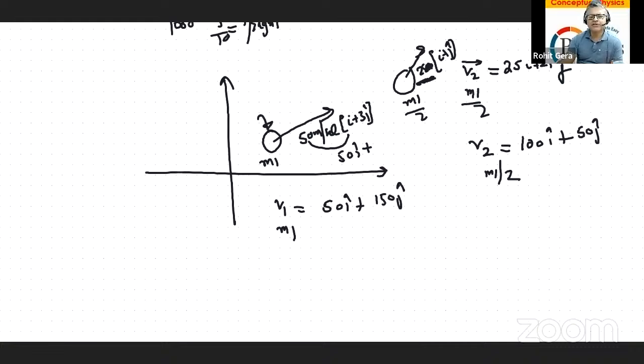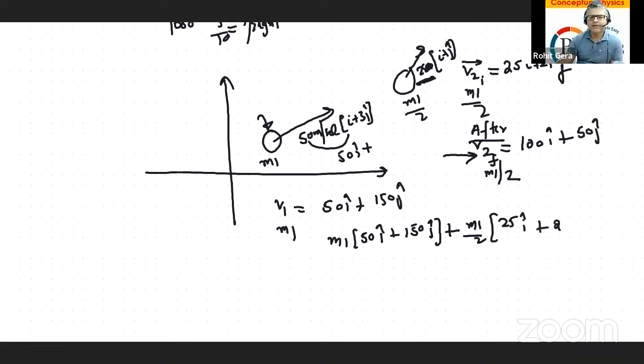So this is the situation after the collision. The second ball after the collision has acquired a new velocity, so I'm writing f subscript. This is initial. Now if you try and calculate this, your total initial momentum is m1 into, because momentum is a vector, and therefore I'm writing it vectorially, 150 j plus the initial momentum m1 by 2, 25 I plus 25 j. So this is your total initial momentum.